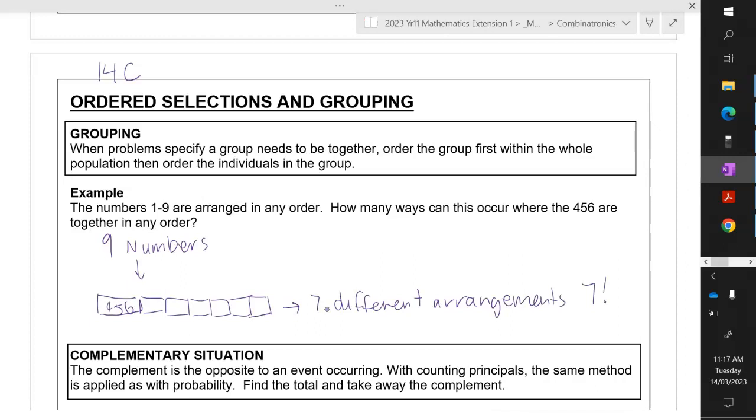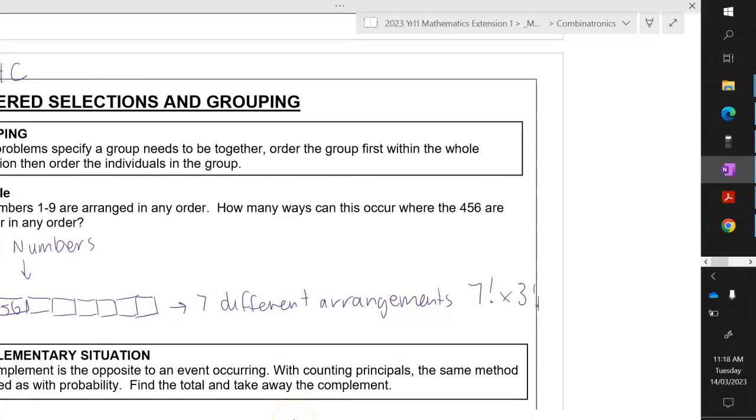But what the rule's also saying is we need to think about the numbers that are grouped together as well. So the 4, the 5 and the 6 themselves could be arranged in 3 different ways: 4, 5, 6; 5, 6, 4; 6, 5, 4; 5, 4, 6. So within that group, they can be arranged in 3 factorial different ways. The first number would have 3 positions, the second number 2 positions, and the third number 1 position. So arrangement-wise, we would have 7 factorial times 3 factorial different ways of working these numbers.